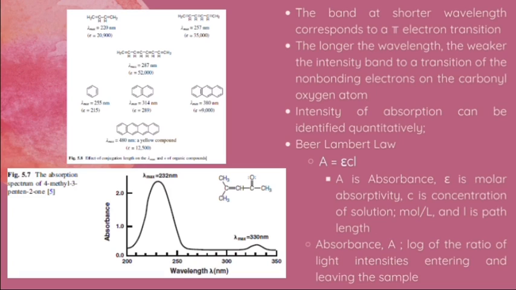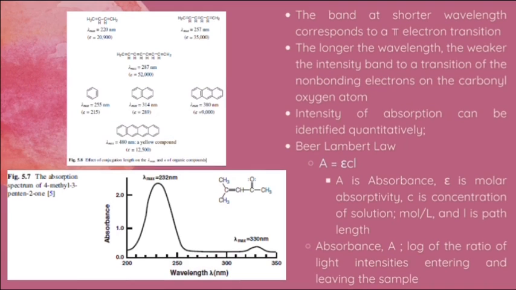The intensity of absorption can be identified quantitatively too by using Beer-Lambert law. This law consists of a formula of A equals epsilon C L. A stands for absorbance, epsilon is molar absorptivity, C is concentration of solution, which is mole per liter, and L is path length. Here the absorbance is also defined as the log of the ratio of light intensities that enter and leave the sample.